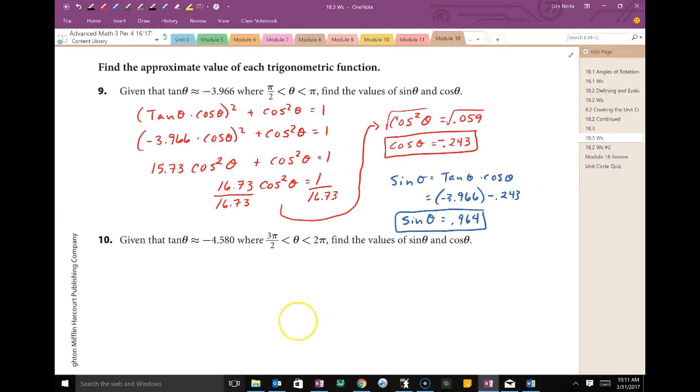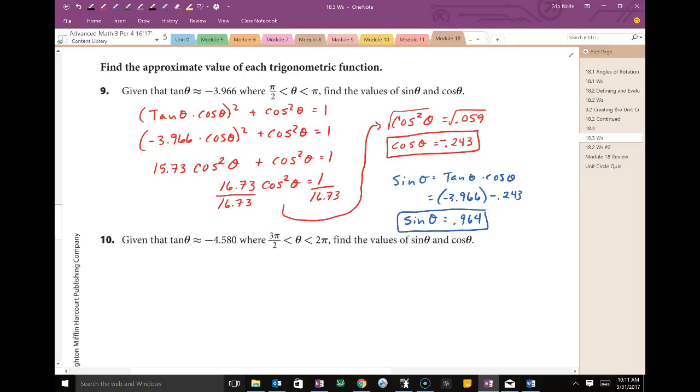All right, you guys good with this? Finish this off on your own? Not too bad? Okay.